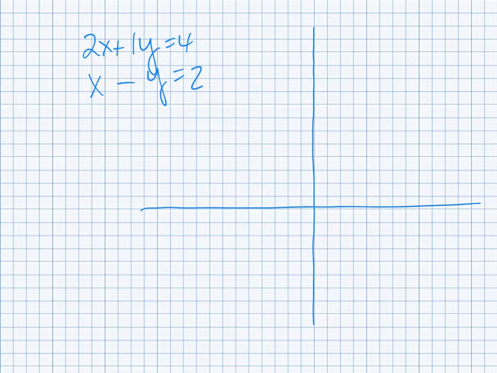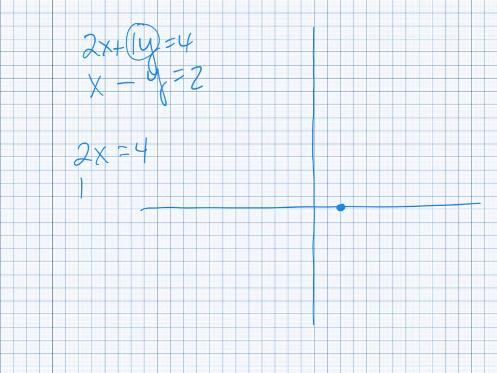So the x-intercept is when y is 0. So when I put a 0 in for y, it disappears, right? And 2 times what is 4? 2x equals 4. What is x? 2. So at 2, 0 is my x-intercept. Then you divide by 2, right? Yep, so it's 2. And now my y-intercept is when x is 0.